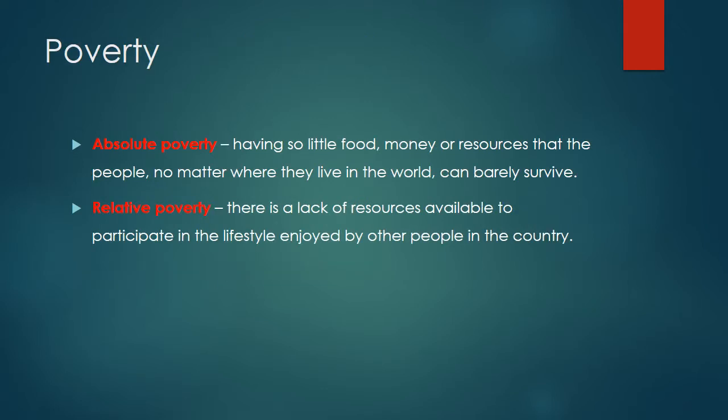You should already have these definitions in your glossary of poverty. So absolute poverty means that you've got nothing basically. No matter where you lived in the world, you wouldn't be able to survive. Whereas relative poverty means that there's a lack of resources available and you can't participate in the lifestyle that everyone else around you is participating in.